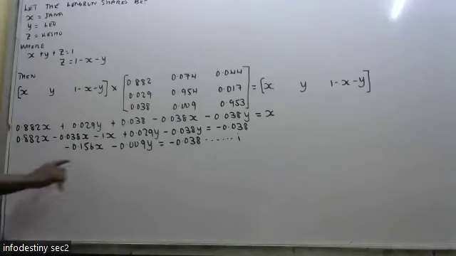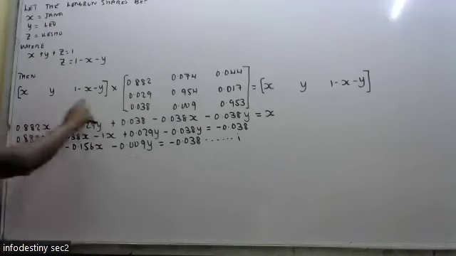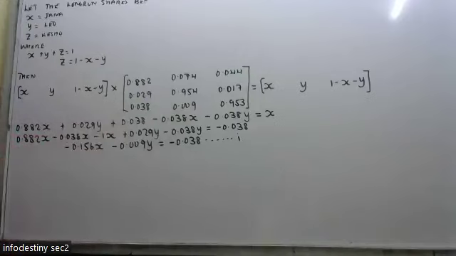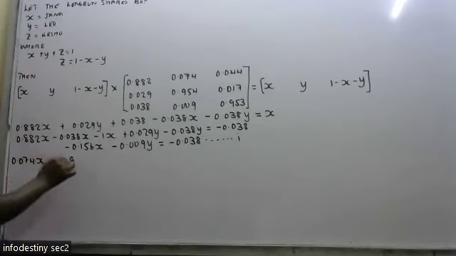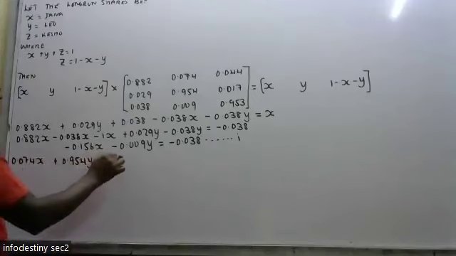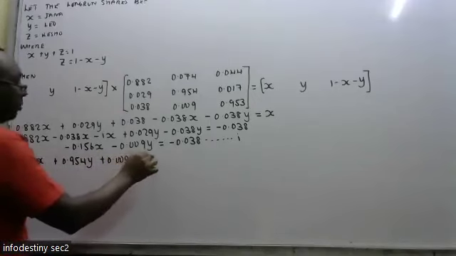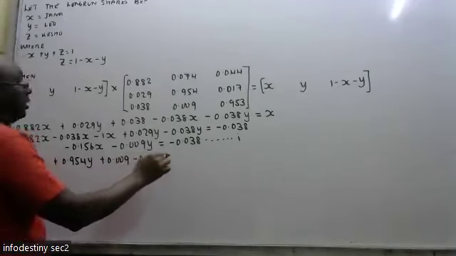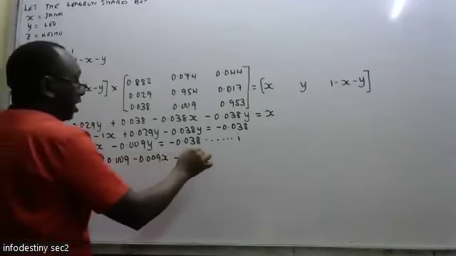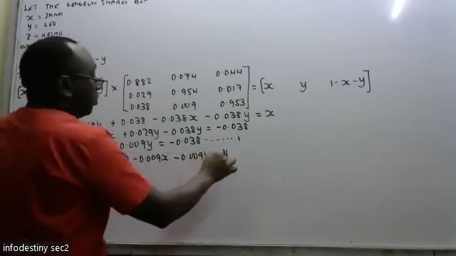Now, because we have two unknowns, we must get two equations. So we take this multiplied by this so that we are able to solve. The first one had x only, we just multiplied with the first one because we had just one unknown, therefore we only required one equation. Now we require two. So to get the second one, it will be 0.074x plus 0.954y plus 0.009 minus 0.009x minus 0.009y is equal to y.